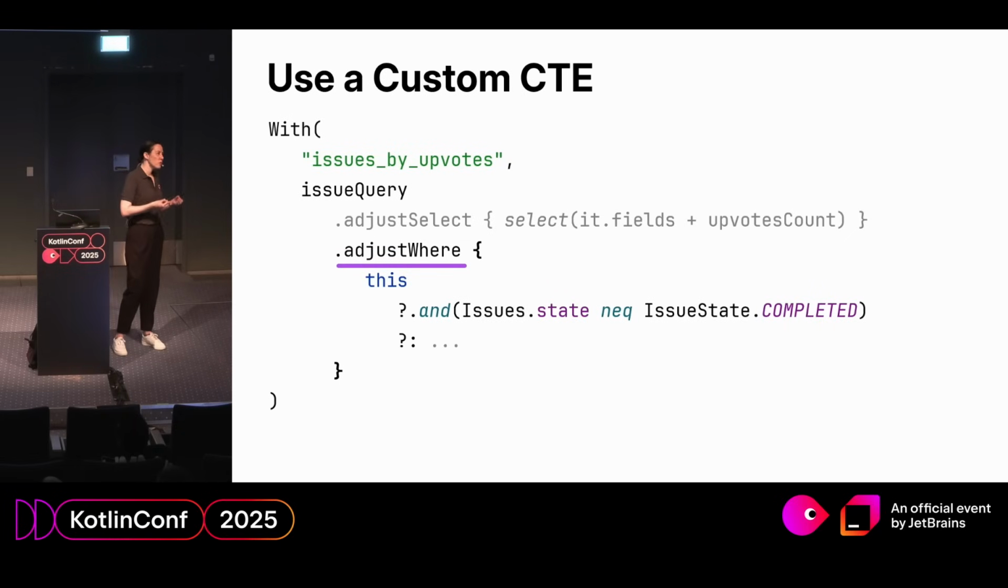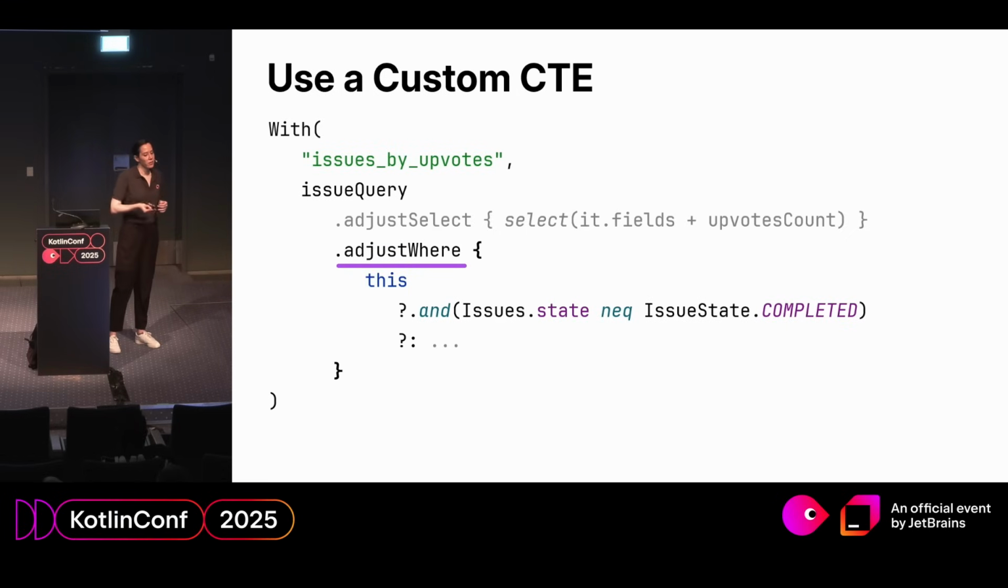Normally adjustWhere is to completely override the where, but we can also use it to just tack on an additional condition. But in the event that we want to just add an addition, like ours, where we want to, in addition, also filter all issues that have been completed, we just have to handle the event that there was no where clause in the original query. So we need to handle that null event ourselves.